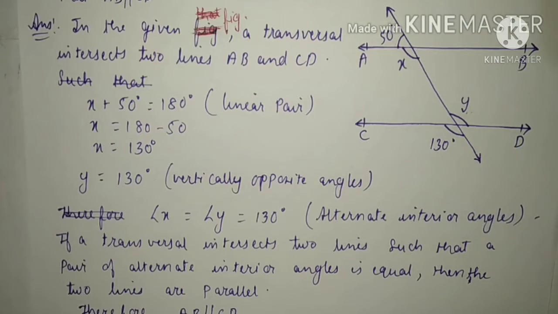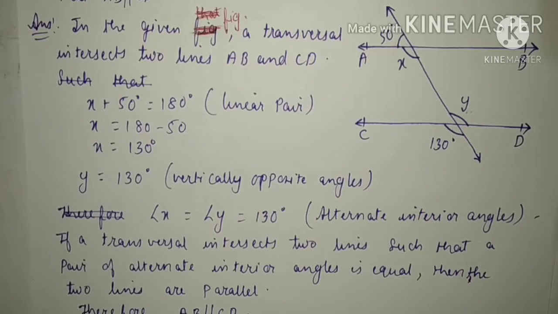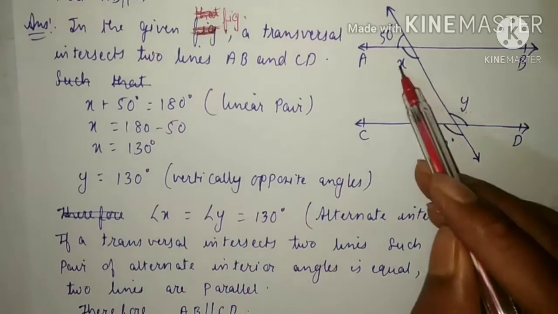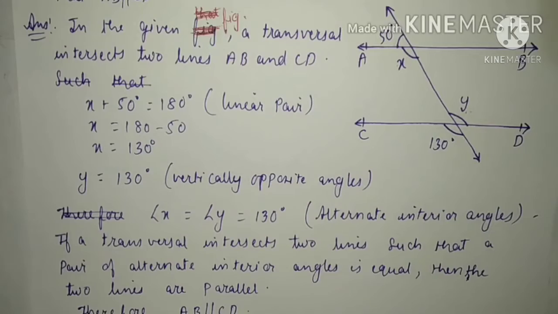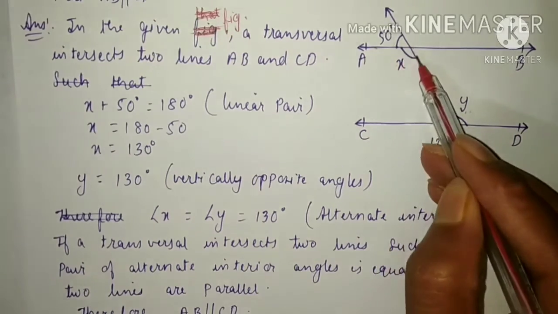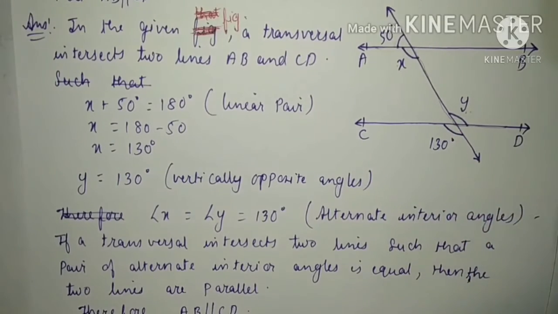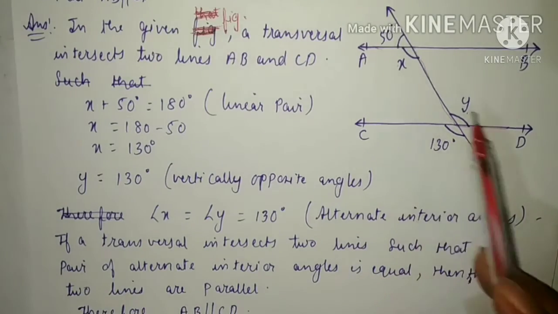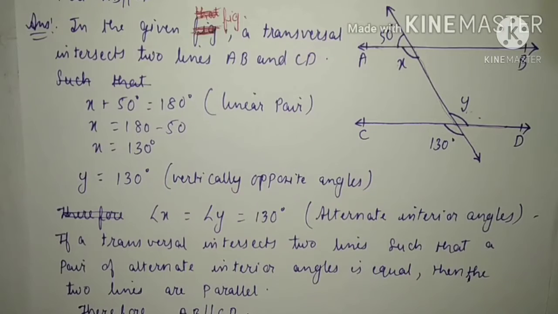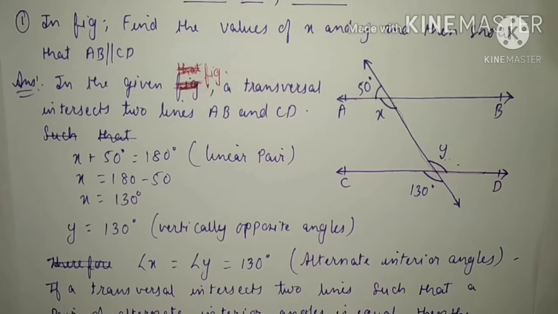Now we have to prove that AB is parallel to CD. Now one more thing, this angle x and angle y are called alternate interior angles. Why? Because a Z is forming between them, this and this, okay? So these two angles are also equal. That means angle x is equal to angle y equal to 130 degrees. Why? Because they are alternate interior angles, and alternate interior angles are equal to each other.